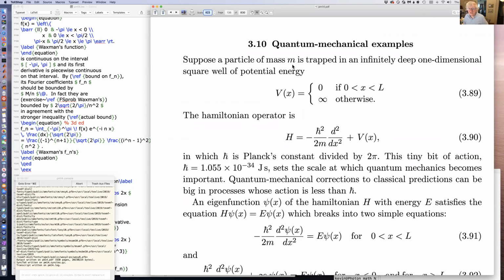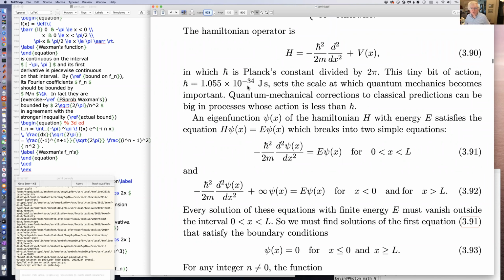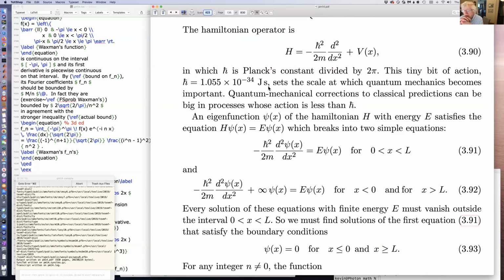Suppose we have a particle of mass m that's trapped in an infinitely deep one-dimensional square well with this potential energy. The Hamiltonian operator looks like this: minus h bar squared over 2m times the second derivative, plus V. Planck's constant is small, about 10 to the minus 34 joule seconds. That's energy times time, which is what we call action. Planck's constant sets the scale at which quantum mechanics becomes important. When the action is much bigger than h bar, typically quantum effects aren't important, but when the action is small compared to h bar, they're almost always very important. But this is a rule of thumb.